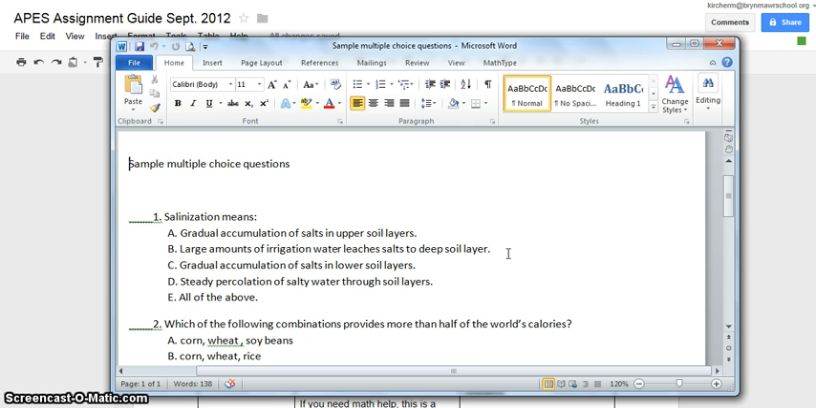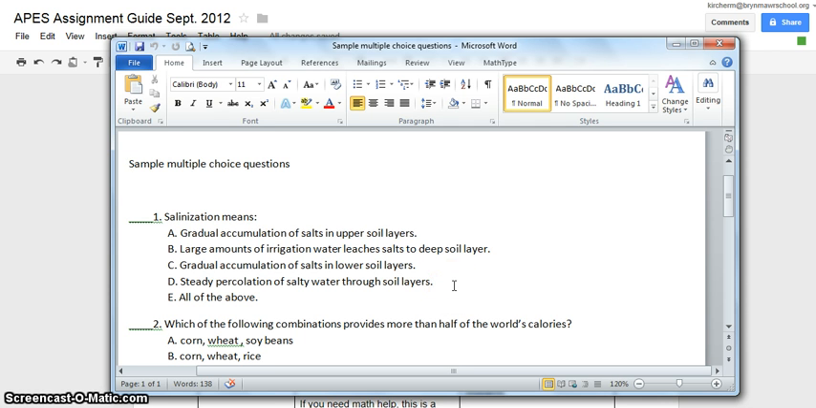B, large amounts of irrigation water leaches salts to deep soil layer. Well, we didn't really talk about the salinization being a problem deep down in the soil. I'm not so sure about that one. C, gradual accumulation of salts in lower soil layers. Okay, here's deep and lower. That's basically the same thing. Still not ringing any bells.